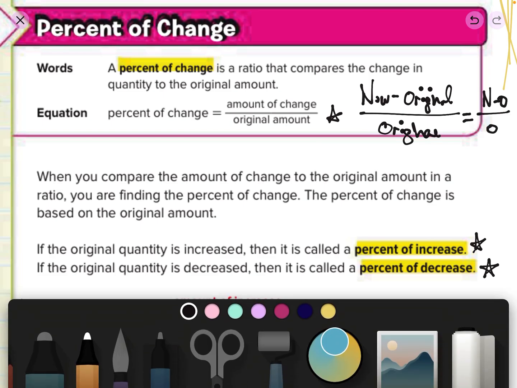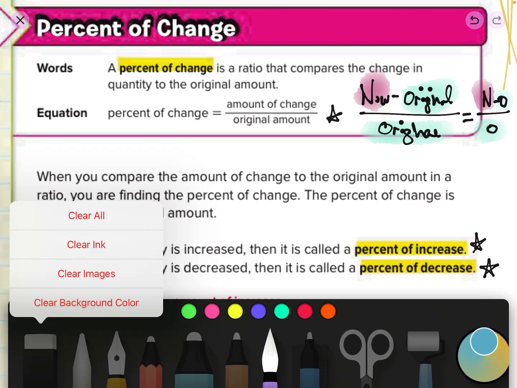And they're going to give you these numbers. They're going to give you what you currently have now, and what you had to start with, the original. All you've got to do is substitute them into the right positions, and then do your calculations from there. So that's really all it takes. You've got to make sure you're putting them in the right positions and doing the right operations with them, but other than that, that's really all there is to finding the percentage of change. Now minus original divided by the original.